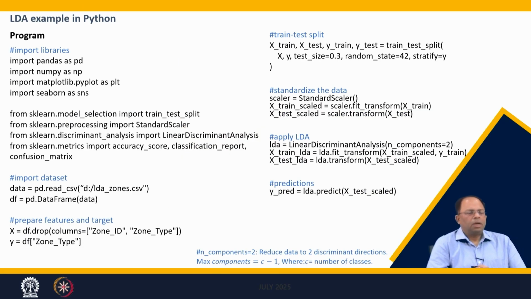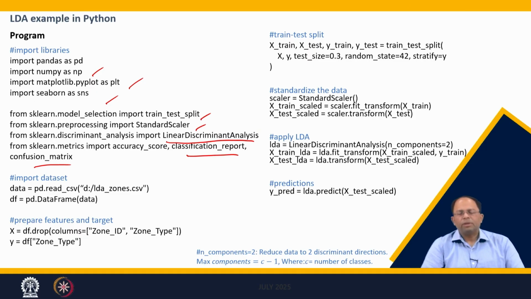So again we import pandas, numpy, these are standard, then matplotlib, seaborn, same as the previous problem. Then from sklearn we import train_test_split, because we have to keep some data for training and some for testing. Then we import StandardScaler, then LinearDiscriminantAnalysis from sklearn, and from sklearn.metrics we import accuracy_score and classification_report. This is also because we are predicting classes, so we use accuracy score and classification report to find out how good our prediction is.